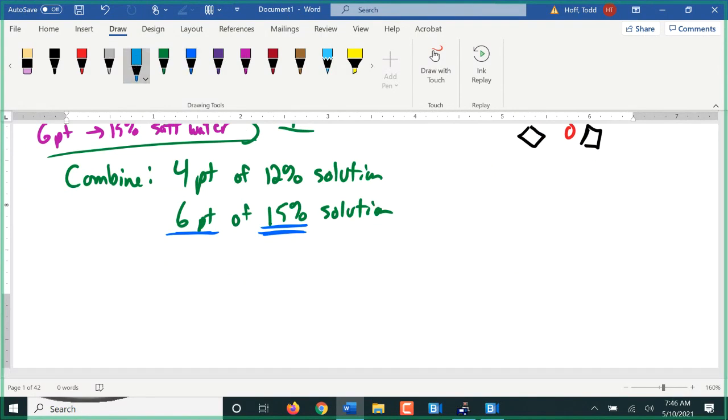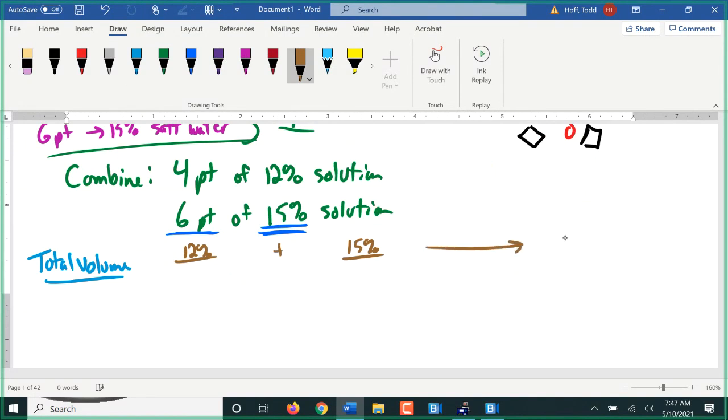So again, two things have to be conserved. One is total volume. I'm going to have my 12%, 8%, finding those to get who knows what percent. But my total volume, there's 4 pints of the 12%, 6 pints of the 15%. How many pints of our final amount should there be? 10 pints. Add up.